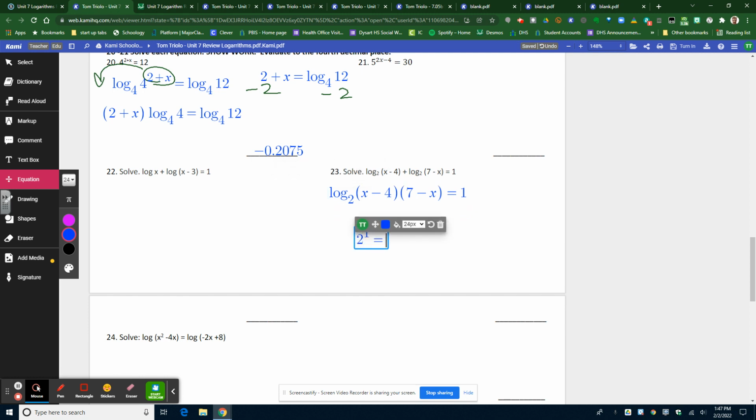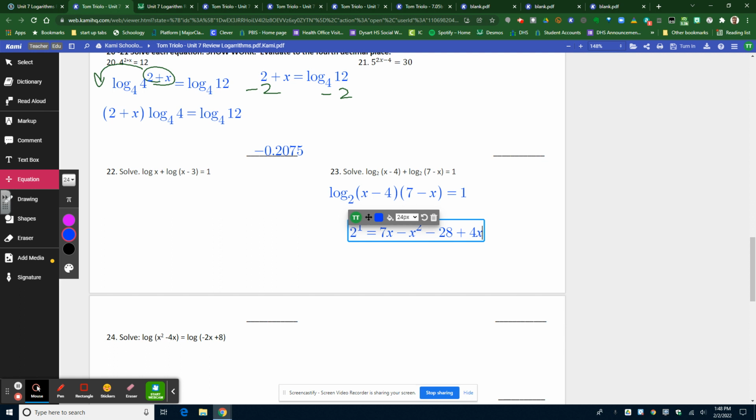So 2 to the power of 1 equals, and then let's start multiplying. X times 7 is 7x. X times minus x is minus x squared. Minus 4 times 7 is minus 28. Minus times a minus is a positive. And there we go. Okay? What do we have to set this equal to in order to solve it? 0. So move the 2, because 2 to the first is just 2. And you do the rest. And then make sure you check, because you might have an answer that is extraneous.